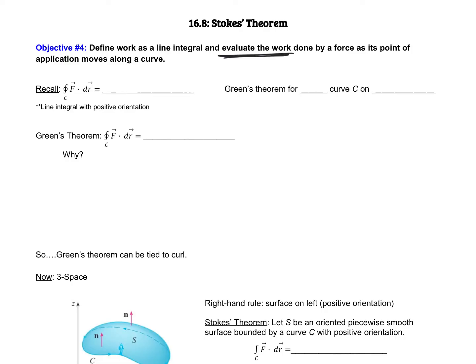Starting with a recollection, let's recall if we have the line integral of f dot dr, and remember that this little figure here lets us know that we have a line integral that has a closed curve and that it has a positive orientation. And if we remember, we could rewrite this as the double integral over the region R of the partial of q with respect to x, subtract the partial of p with respect to y dA. And that is Green's theorem.